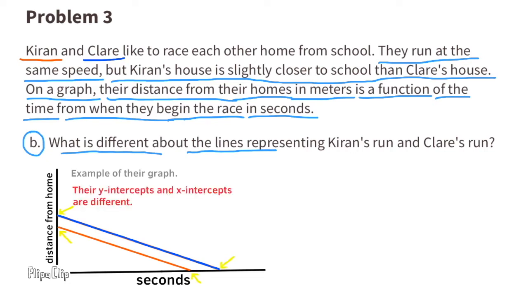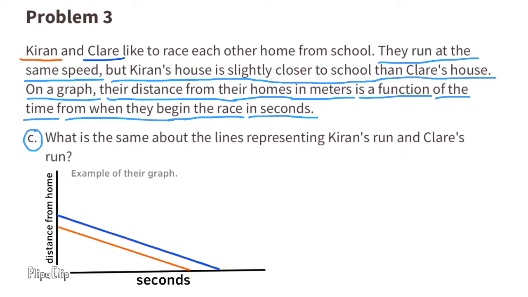Their lines have different y and x intercepts. C. What is the same about the lines representing Kieran's run and Claire's run? These lines have the same slope.